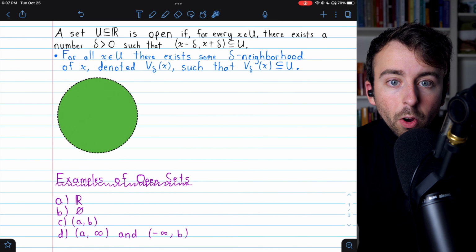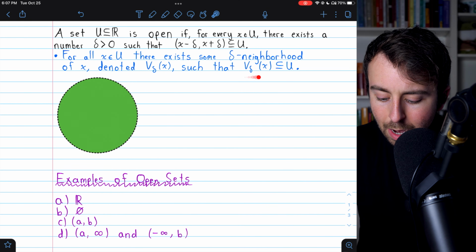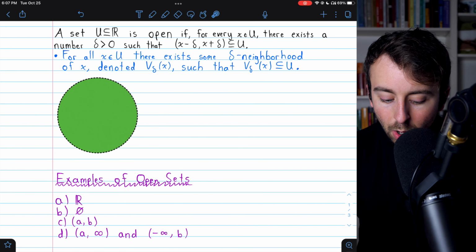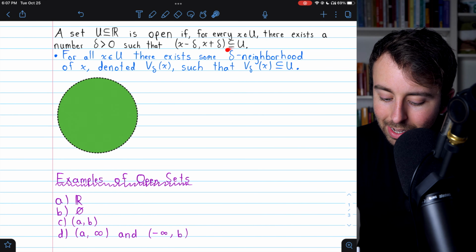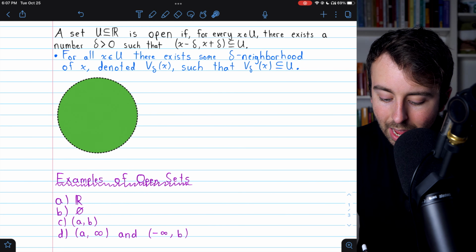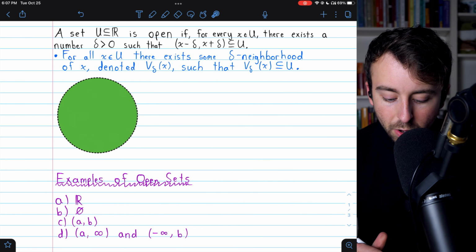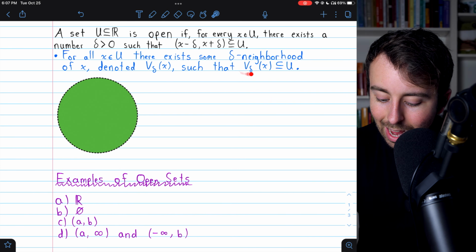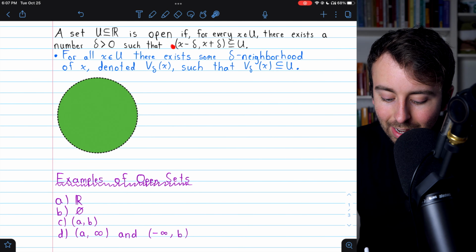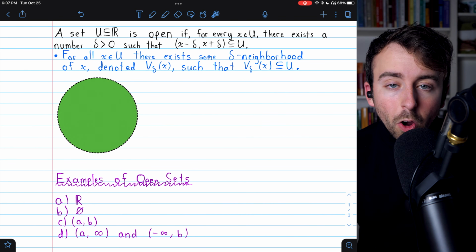We can also define open sets in terms of neighborhoods, which notationally I think can be more convenient. We would say that U is an open set if for all elements x of U, there exists some delta neighborhood of x, denoted V delta of x, such that V delta of x is a subset of U. So these are delta neighborhoods of x. It's just another notation for this interval here. So that's what an open set is.